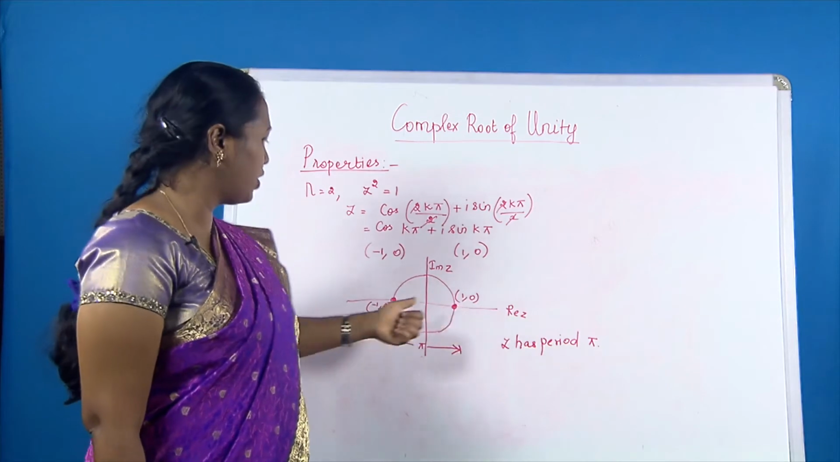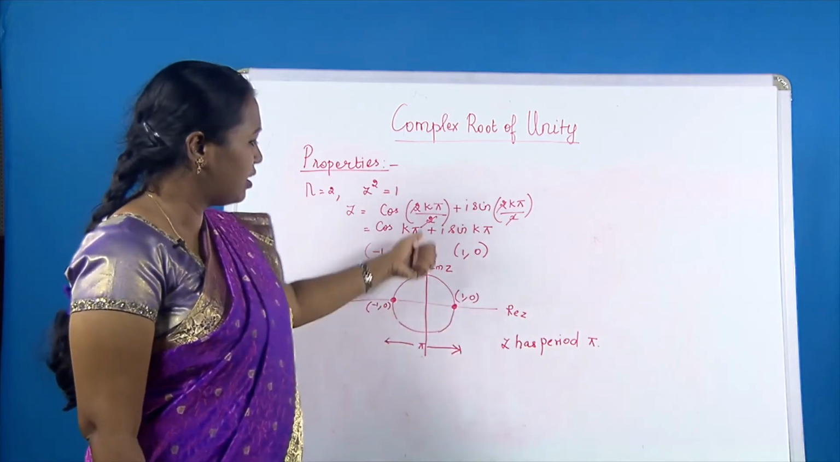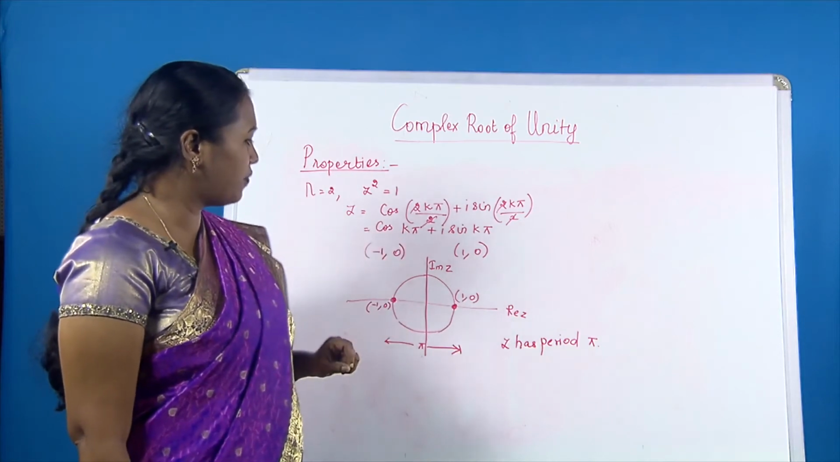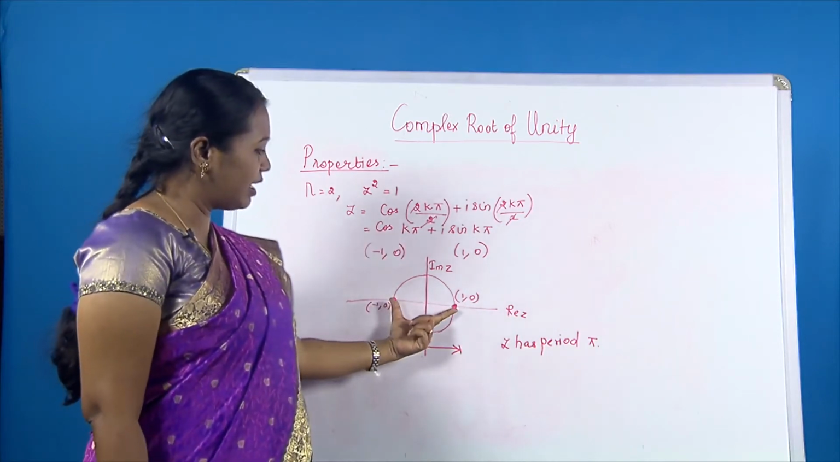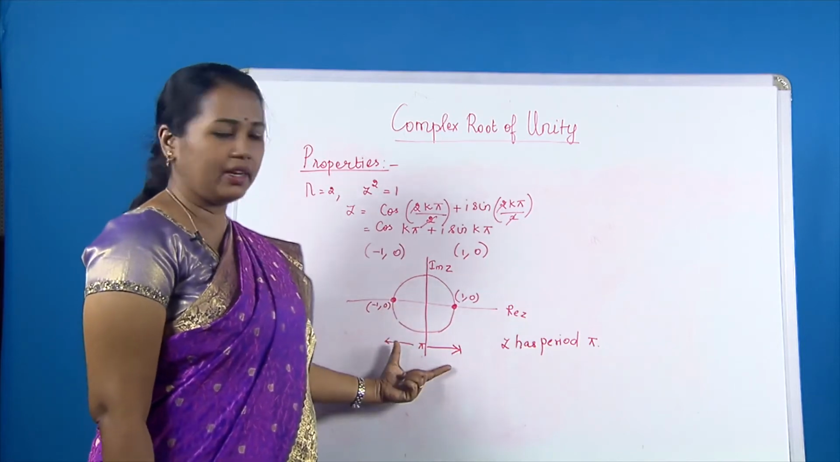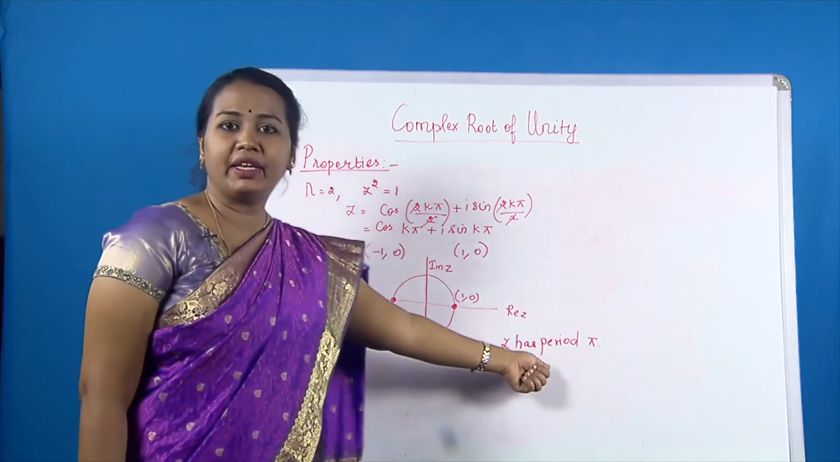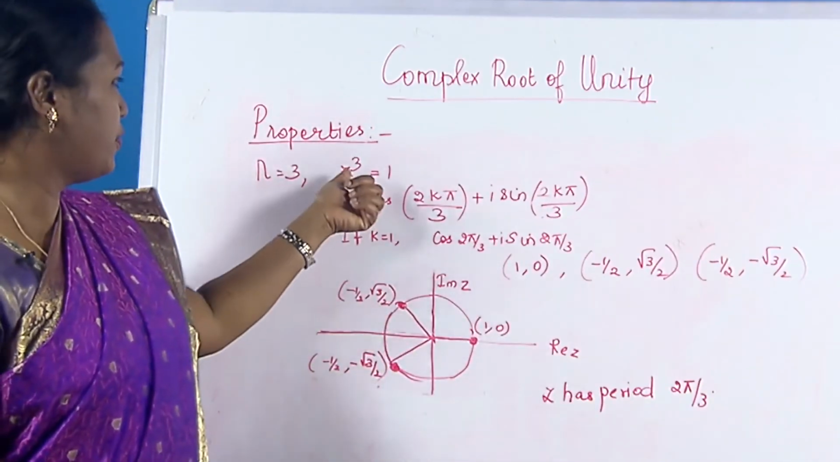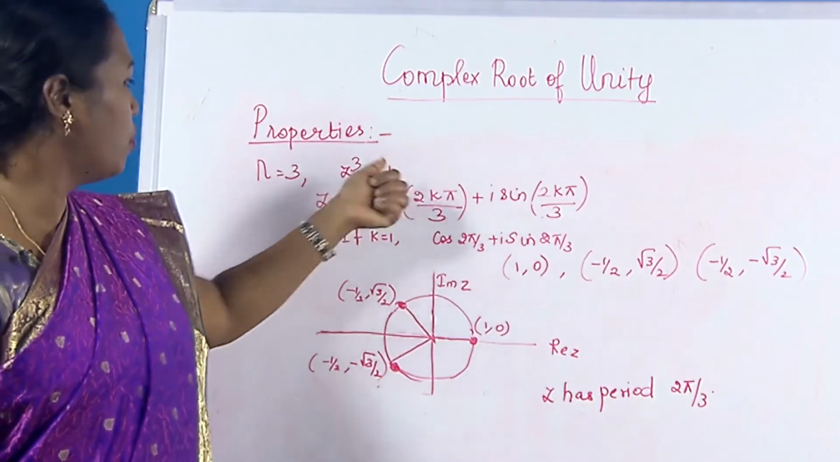So, 1 comma 0 here and minus 1 comma 0 here, and on the complex plane this is the real part of Z and this is the imaginary part of Z. Clearly, we can see that they are separated by a distance pi, which is 180 degrees, and therefore Z has period pi. Next, we take n is equal to 3. And therefore, the equation is Z cube is equal to 1.